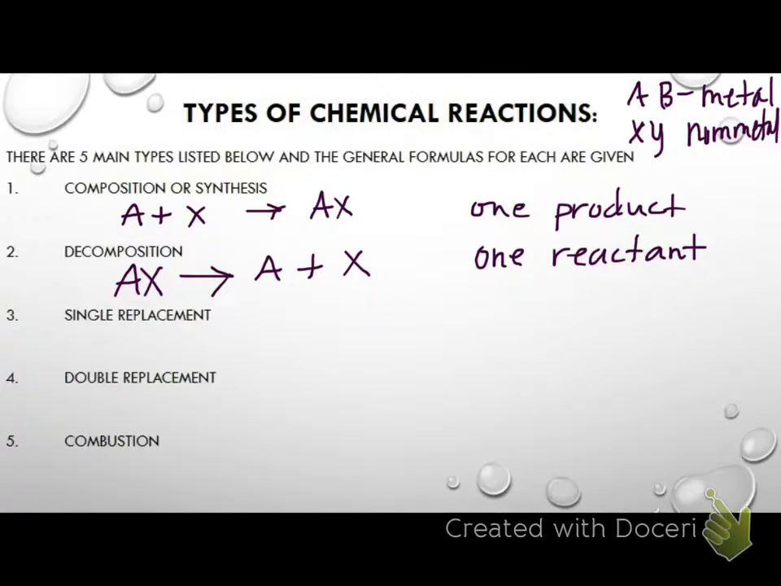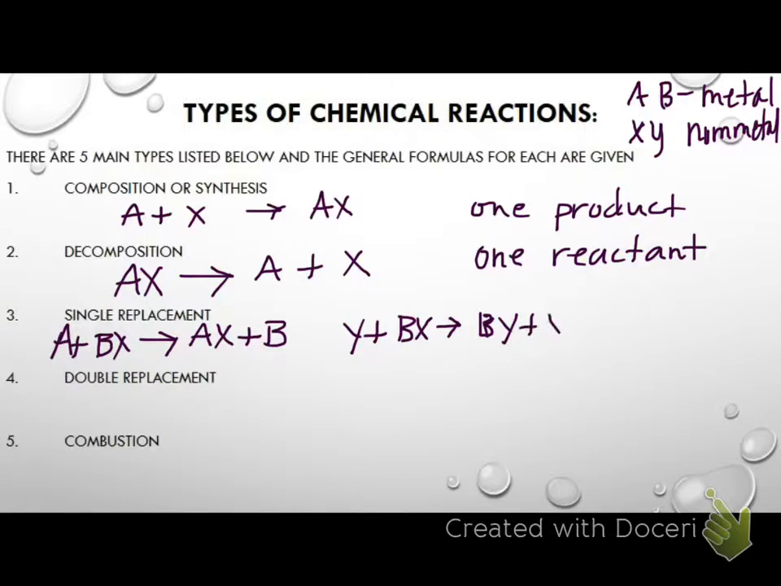Okay? A single replacement is exactly what it sounds like. You're going to have an element and a compound together. So there's 2 kinds. You can single replace a metal with another metal or single replace a non-metal. So we're going to go with the first one of A plus BX, and then it would go to AX plus B. So basically it would replace the other metal. Okay? Or if you were doing non-metals replacing non-metals, you could do Y plus BX, and then you would get BY plus X. So basically kicking the other one out, okay?